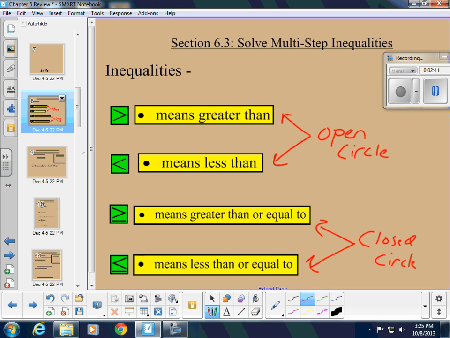I'll show what these look like in just a second as well, but just something to jot down if you're taking notes along with me. I do want you to have these inequalities down, and one thing to note with them is open circle for those top two when you're graphing, closed circle for those bottom two when you're graphing.